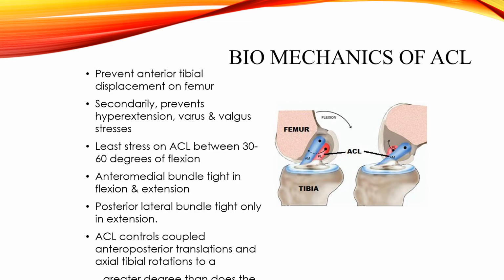Now I will talk about the importance of the ACL in biomechanics of the knee. First and foremost, it prevents anterior tibial displacement on the femur. Secondly, it prevents hyperextension and varus valgus stress. Least stress on the ACL is between 30 to 60 degrees of flexion. The anteromedial bundle is tight in flexion and in extension, while the posterolateral bundle is tight only in extension. The ACL controls coupled anterior posterior translation and axial tibial rotation.